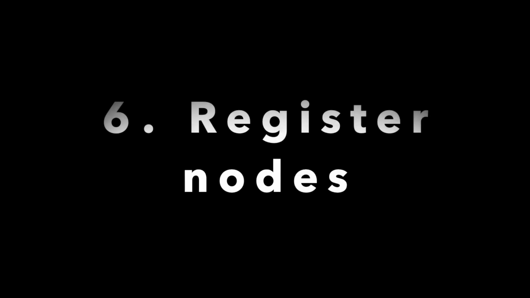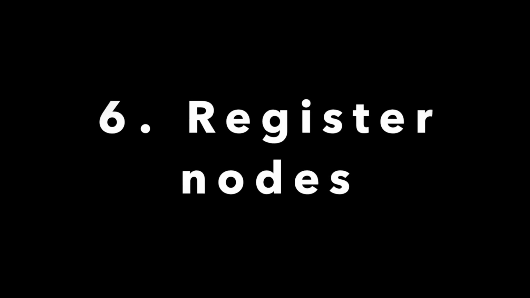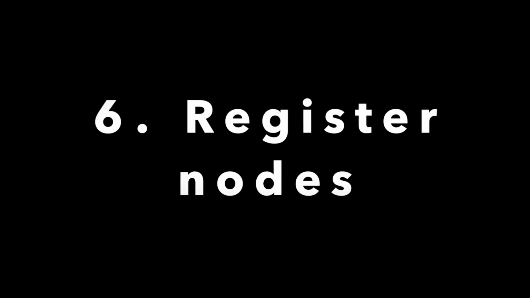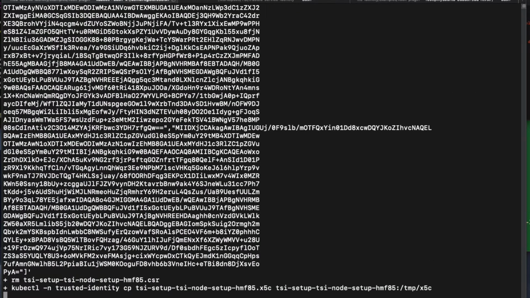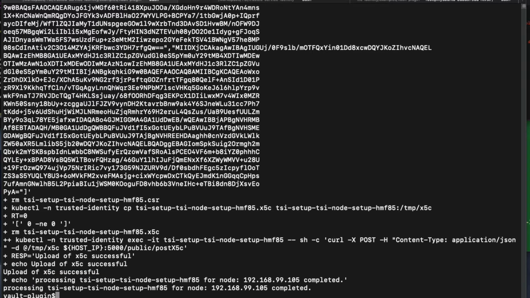Step 6. Register all the nodes. This script creates intermediate CAs for all the nodes that are signed with the main root CA stored in the Vault. Once the node is registered, the public interface for this node is disabled, so no more changes can be done without resetting the node.